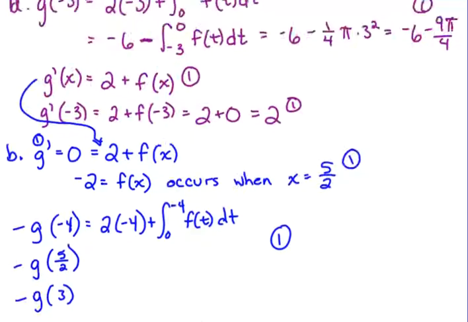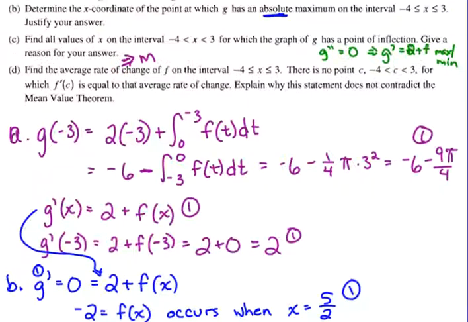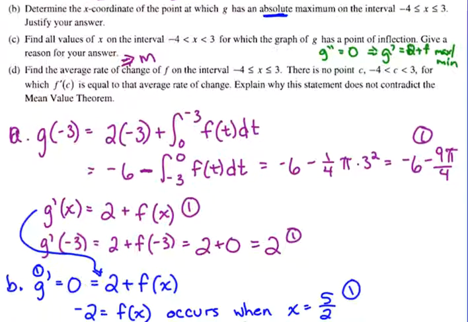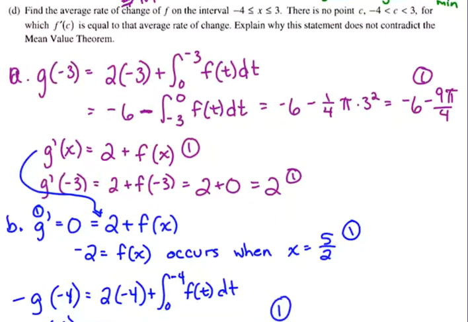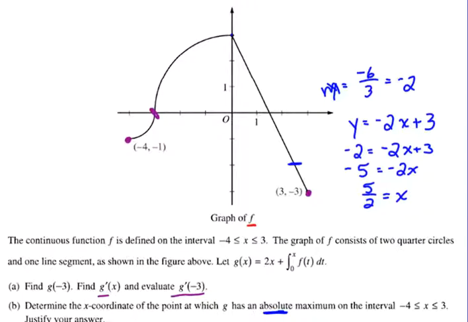So let's see what the rest of the problem says. There is no point c between -4 and 3 for which f prime of c is equal to the average rate of change. Remember, that's the mean value theorem. Okay? The mean value theorem states that somewhere on the interval, the derivative or the slope of the tangent line is equal to the slope of the secant line. It says, explain why this statement does not contradict the mean value theorem. Well, what were the qualifications for the mean value theorem? You have to be continuous. Okay, no problem. We have to be differentiable. Is there a problem? Yes.